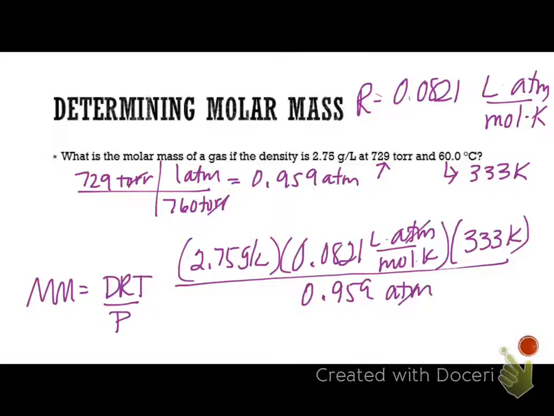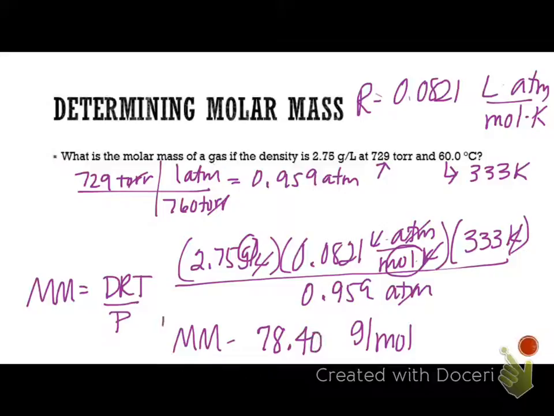Atmosphere is going to cancel, and liters are going to cancel, and Kelvin is going to cancel. So I'm left with units of grams on the top, moles on the bottom, which is good because that happens to be the units of molar mass. And then I multiply the top and divide by the bottom, and leaving it in 2 decimal places for molar mass, like we've always talked about, my answer should be 78.40 grams per mole.